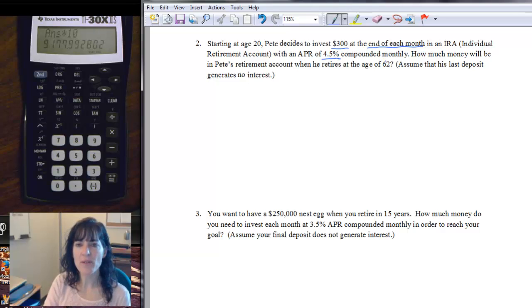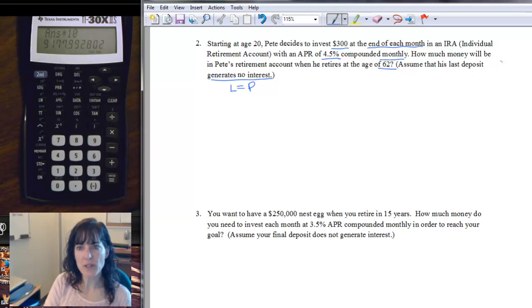APR of 4.5%, I need that. And compounded monthly, that tells me my N. And then, how much money will be in Pete's retirement account when he retires at the age of 62? Assume his last deposit generates no interest. So we don't have very much information. We do know that there's no interest, so the L is just going to be the P.